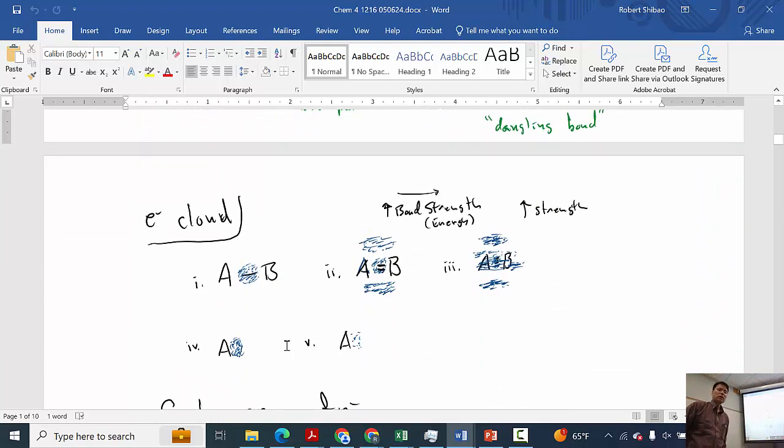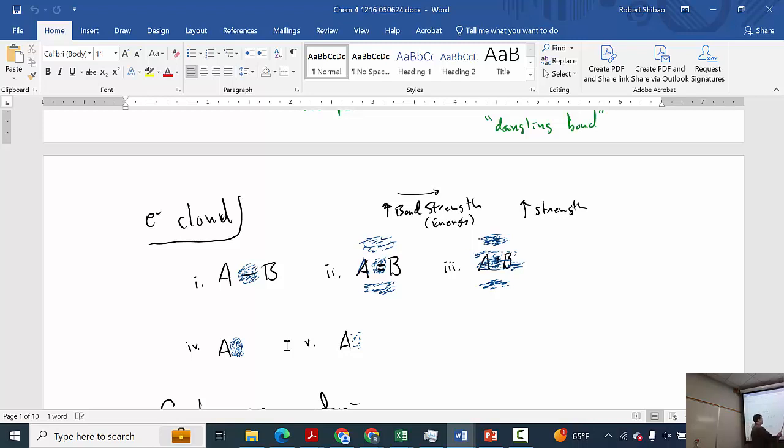Let's take a look at the electron cloud for these particular groups here. In a single bond group, we have a pair of electrons shared between atoms A and B. If they're shared evenly, it forms a symmetric cloud like this, or a symmetric distribution. If not, then one is going to pull on the cloud more than the other, and we'll get some asymmetry in the electron cloud distribution. But nonetheless, this is one group.